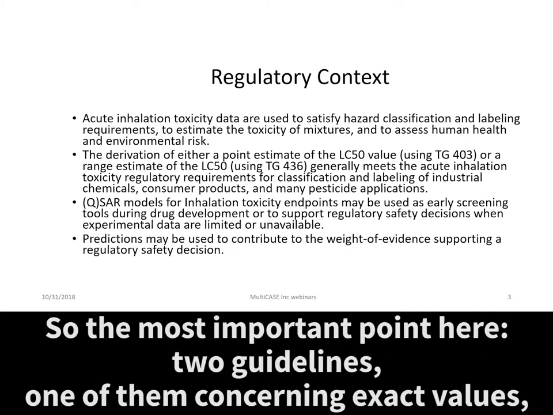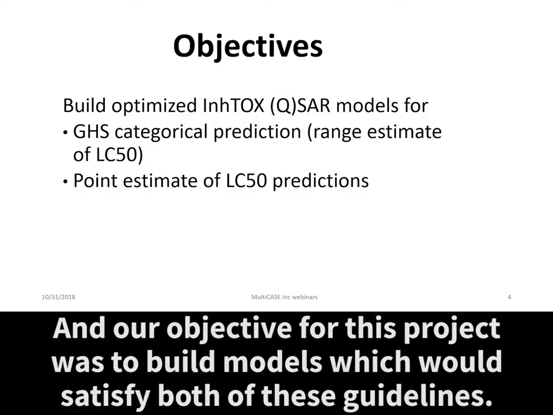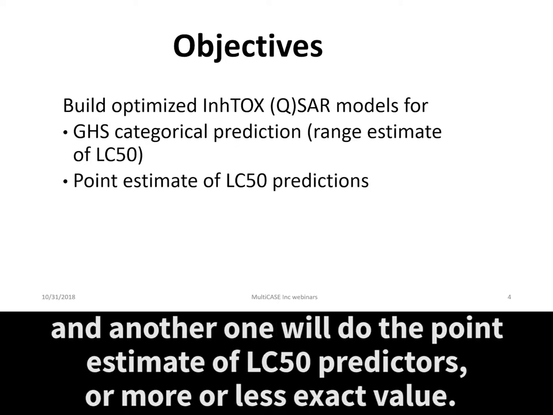The most important point here is that there are two guidelines, one concerning exact values, another concerning ranges of the values. Our objective in this project was to build models which would satisfy both of these guidelines. One would do GHS categorical predictions, range estimates of LC50s, and another would do the point estimate of LC50 predictions, or more or less the exact value.